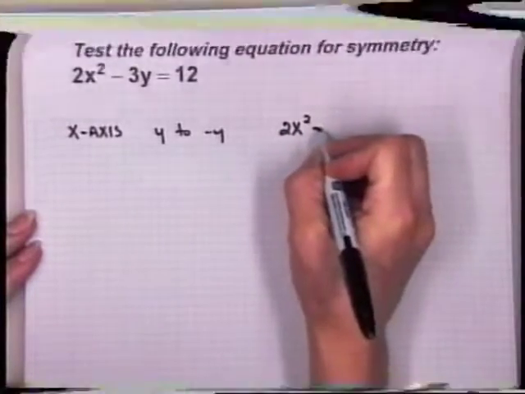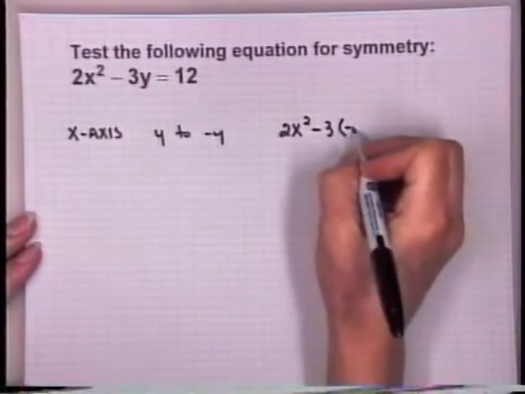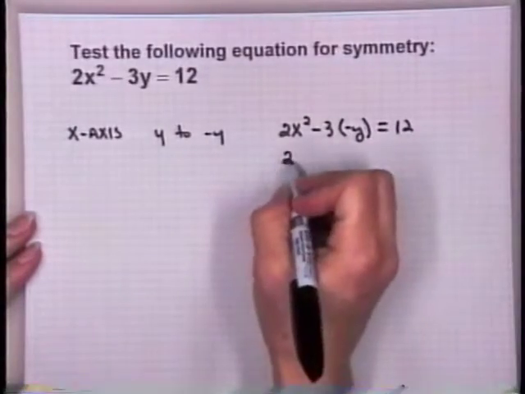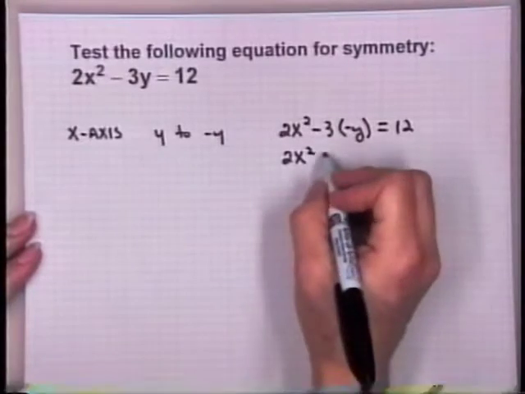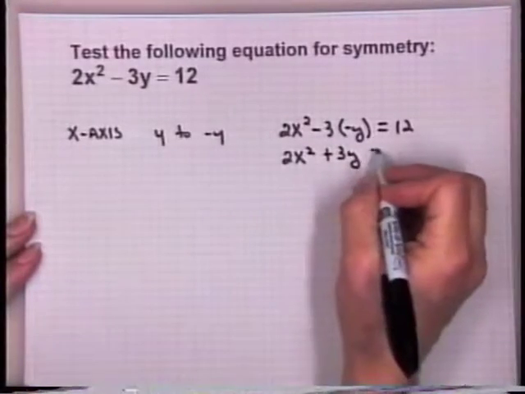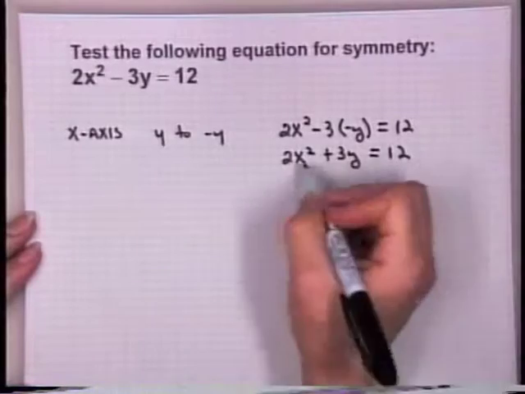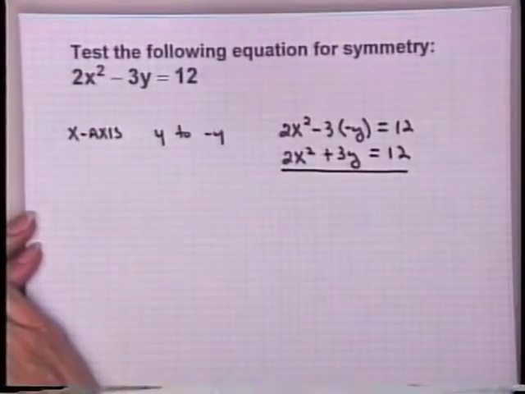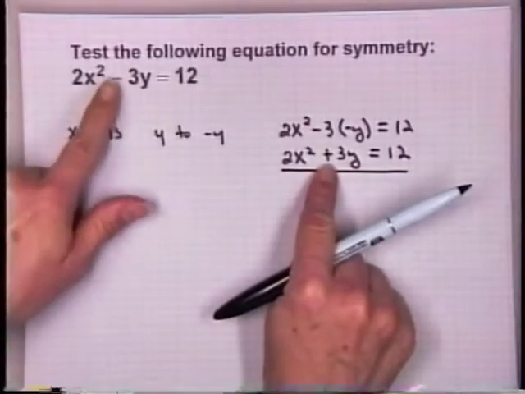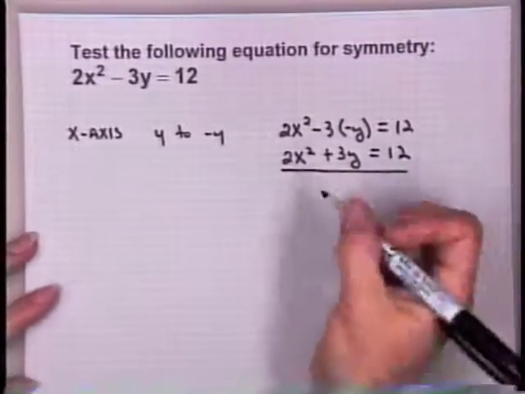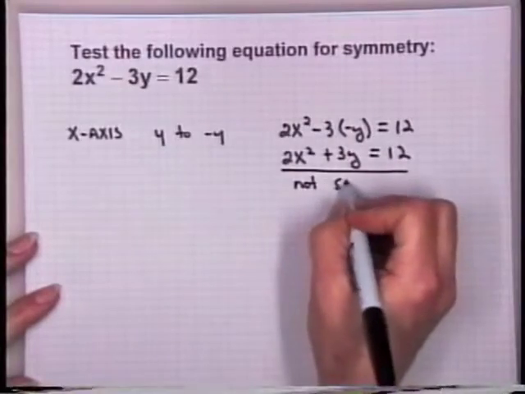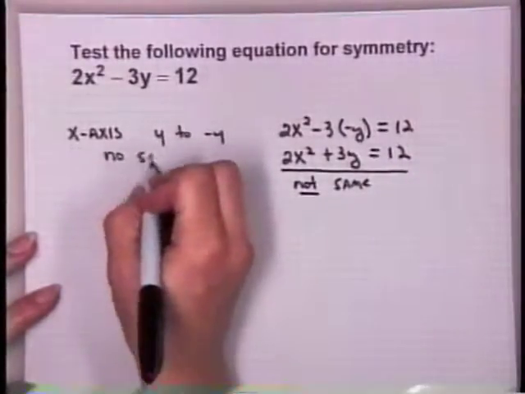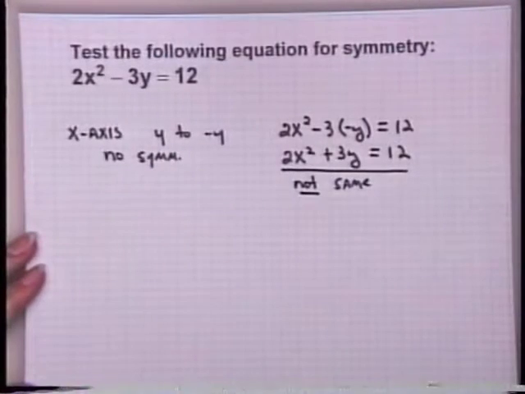Okay? So let's do that in this equation. 2x squared minus 3, I'm changing y to negative y, equals 12. So when I simplify this, negative 3 times negative y is a plus 3y equals 12. Now look at this equation and compare it to the original. Are they the same? They're not, are they? Because this sign is opposite. These are not the same. If these are not the same, then there is no symmetry to that x-axis.